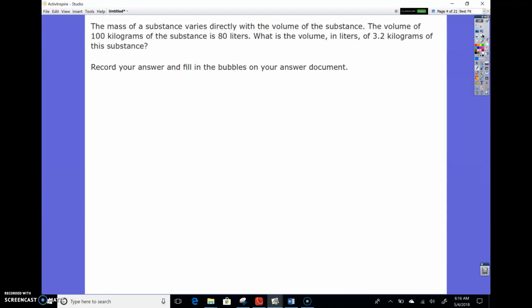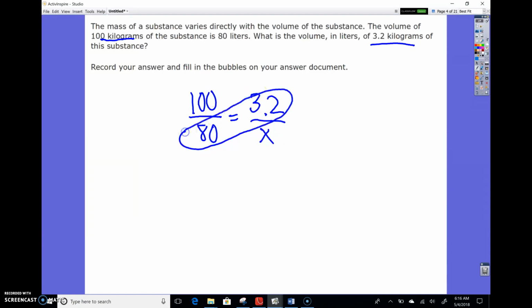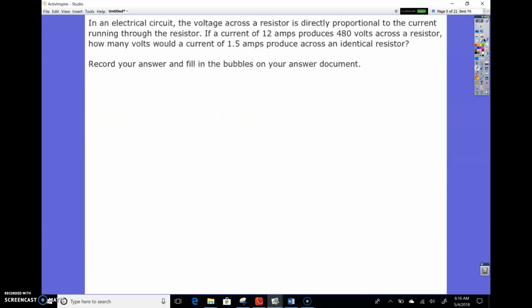I'll help you set it up, then you're going to finish it, okay? The mass of each substance varies directly. The volume, 100, okay? Same thing as 80 equals, see, kilograms. You have kilograms on top. You're going to put kilograms on top, 3.2 of it. So we don't know what the volume is, so I'm going to put x here, okay? So remember, multiply, then divide, okay? Go ahead and finish it.